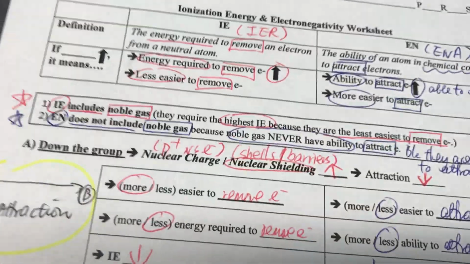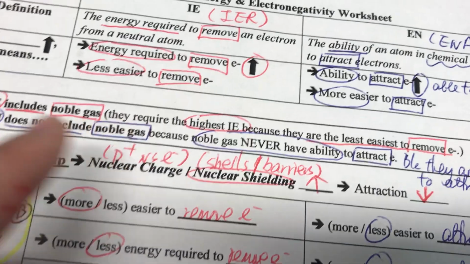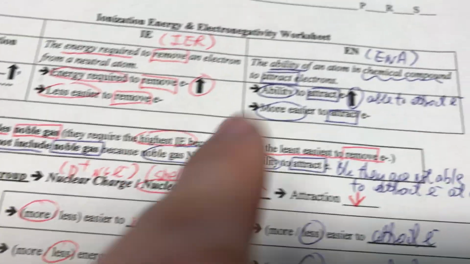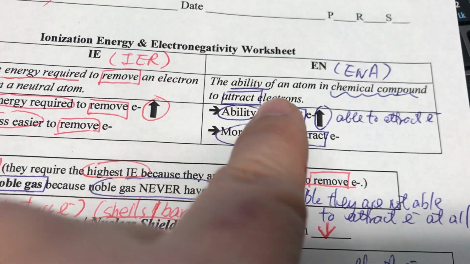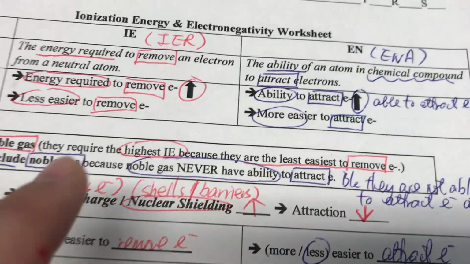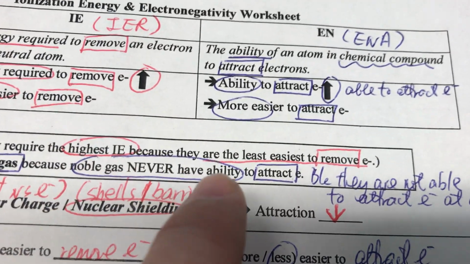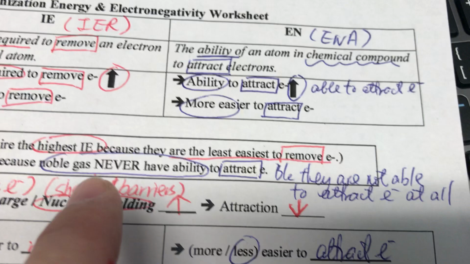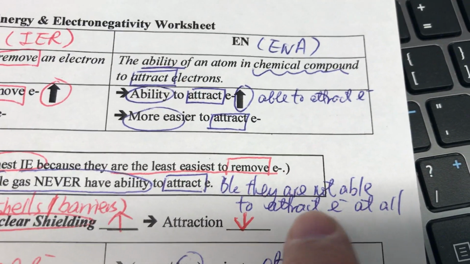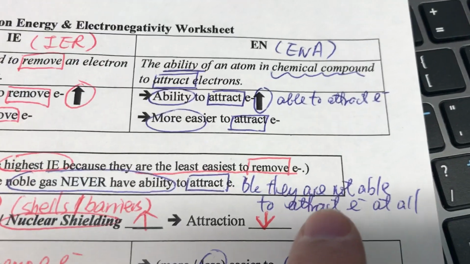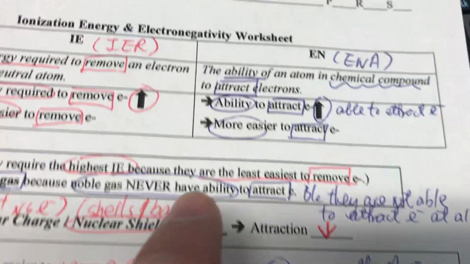Now, on the other hand, EN does not include noble gas, because EN is the ability for the atom to attract electron. Noble gas never has the ability to attract electron. Never, because they are not able to attract electron at all. So I'm not even saying zero ability, I would say they never have ability.